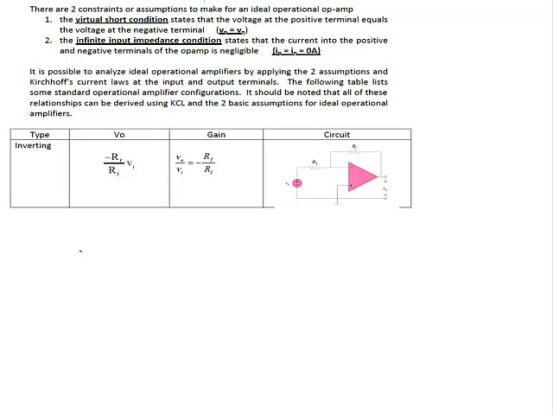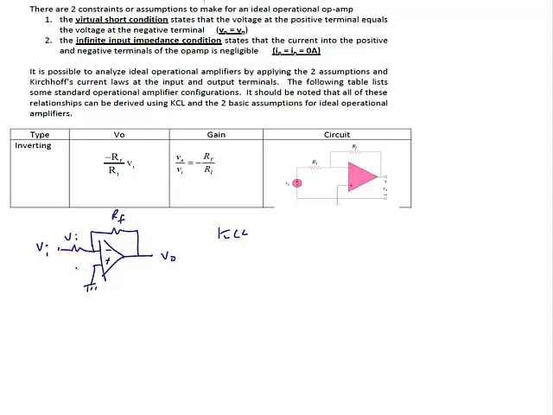So I'm going to draw the op-amp here. Here's VI, the resistor that connects it to the negative terminal. There's the ground, and there's the feedback resistor that connects the output back to the input. So now we're going to use KCL and our ideal assumptions to derive the gain expression.